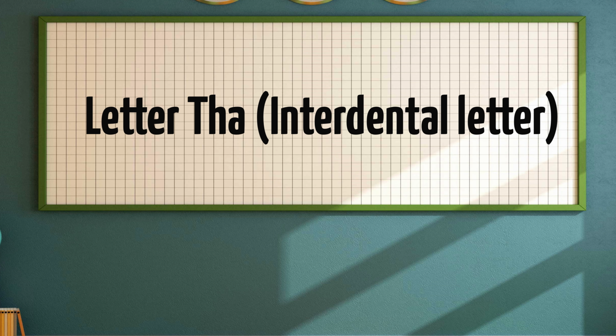Alright, so the first letter is letter Th. And as we learned before, that letter Th is an interdental letter, which means the sound comes from putting your tongue between both your teeth. Now in Egyptian Arabic dialect, this letter is not pronounced with the Th sound, but rather with the letter Sin instead. So we give it the S sound instead of the Th sound.